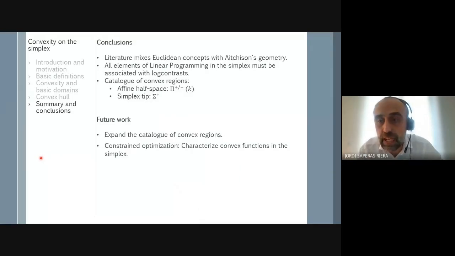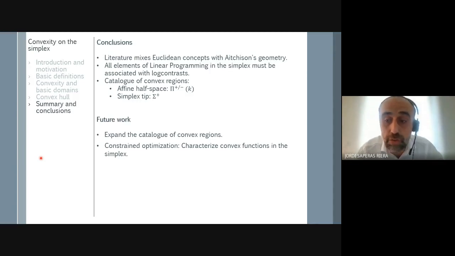Finally, despite the increasingly common use of the Hutchinson geometries and OLR coordinates, the truth is that in the literature, strictly Euclidean concepts are still mixed with Hutchinson's geometry arbitrarily. This fraudulent use of strictly Euclidean tools in the simplex can lead to incorrect or contradictory results.